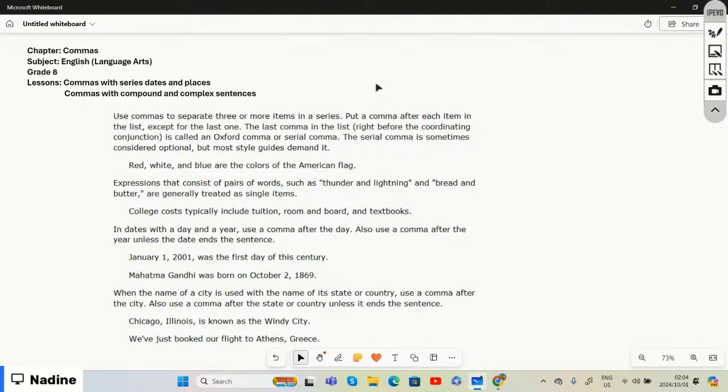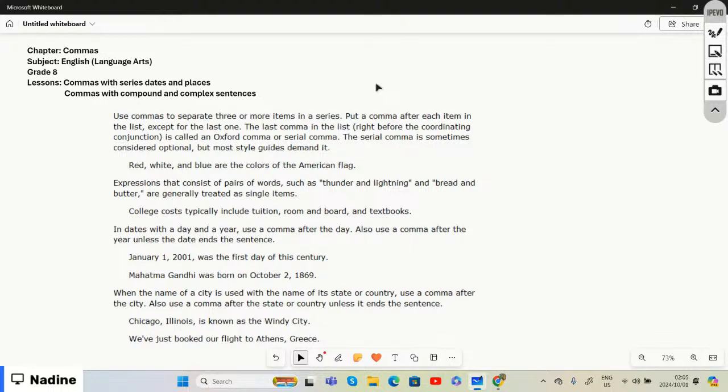All right. So when it comes to commas, we can use commas for a lot of things. Commas are used to bring about the pause within a sentence, so that we don't go on and on and on. We can add commas when we write down a series of things, series of dates, places, things that we like, things that we don't like.